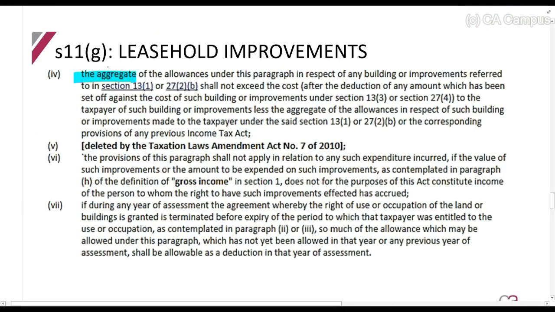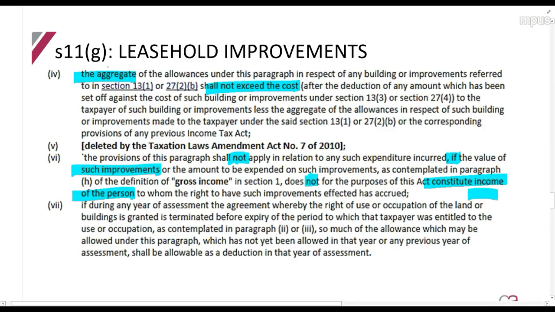Right, the aggregate of the allowances under this paragraph shall not exceed the cost. That's fine. They tell you this section shall not apply if the value of the improvements does not constitute income for the person who has the right to receive it. So basically there we go, guys. The person receiving the money must include it in income.